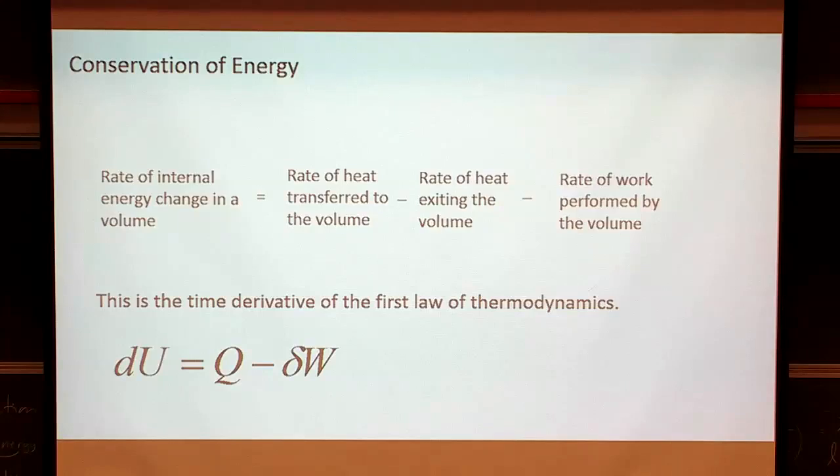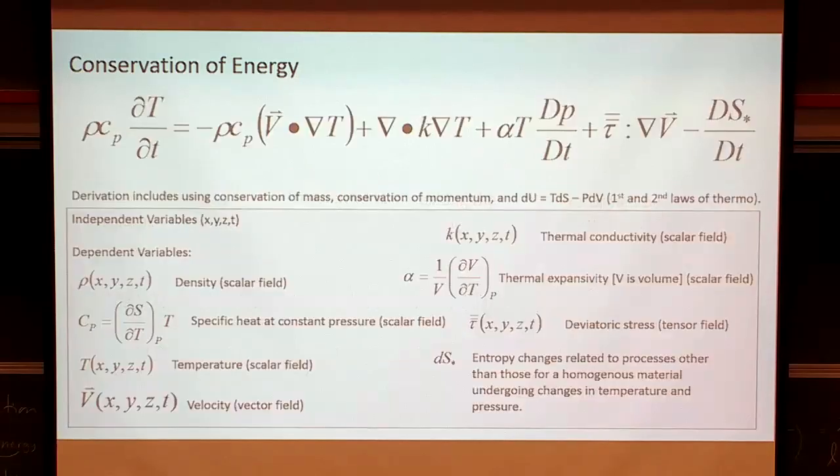And essentially to calculate the conservation of energy, you take the first law of thermodynamics here and take the time derivative of this. So we're looking at the rate of internal energy change in a volume equals the rate of heat transferred to the volume minus the rate of heat exiting the volume minus the work performed by the volume. And this is usually the messy thing to deal with when you're doing this derivation.